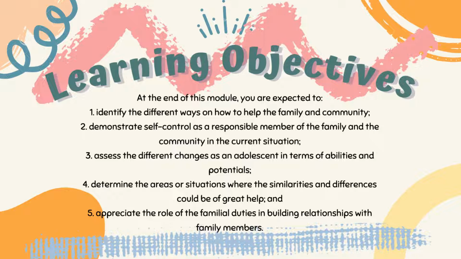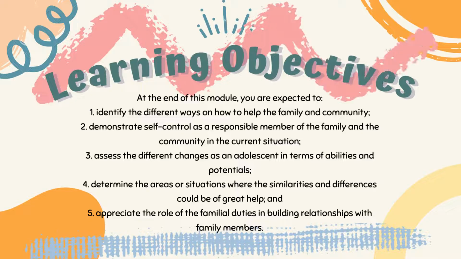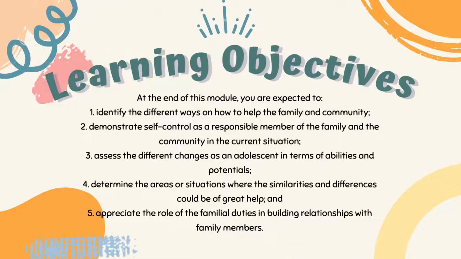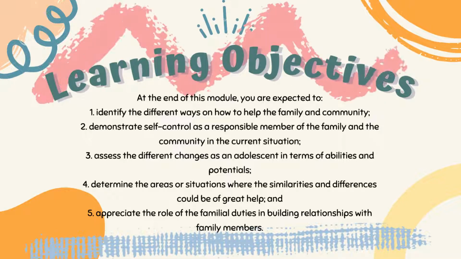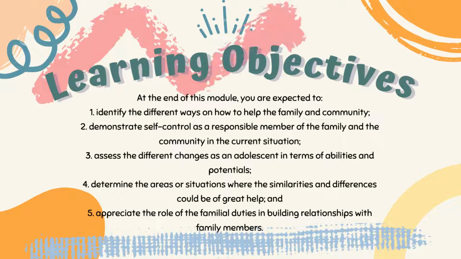Number 3, assess the different changes as an adolescent in terms of abilities and potentials. Number 4, determine the areas or situations where the similarities and differences could be of great help. And number 5, appreciate the role of the familial duties in building relationships with family members.